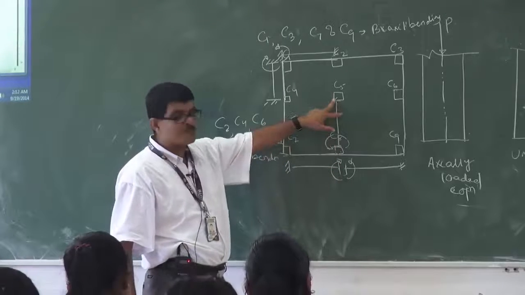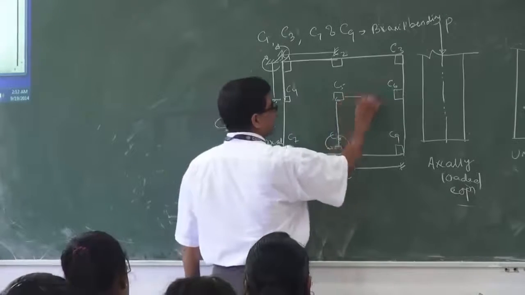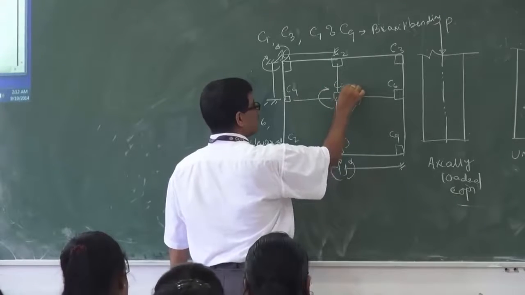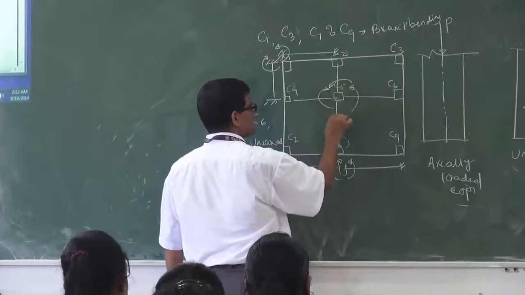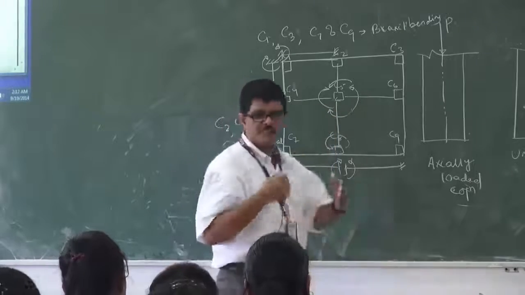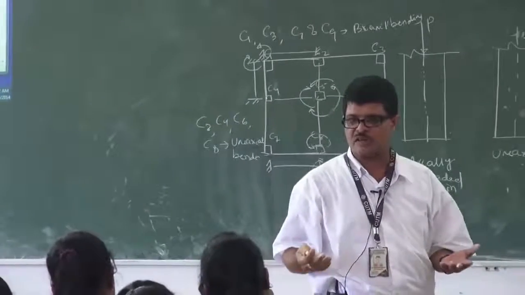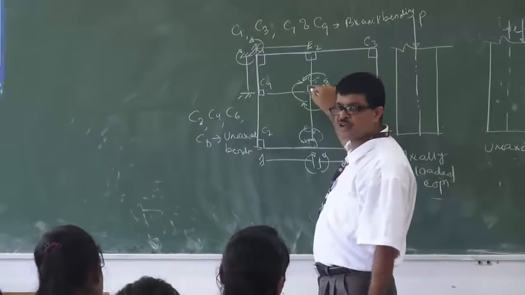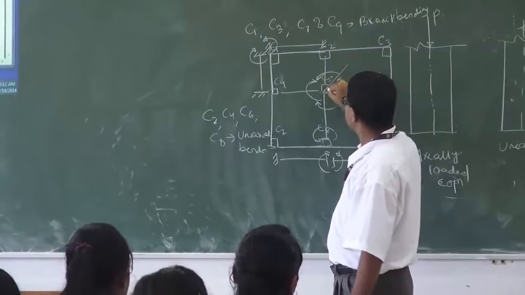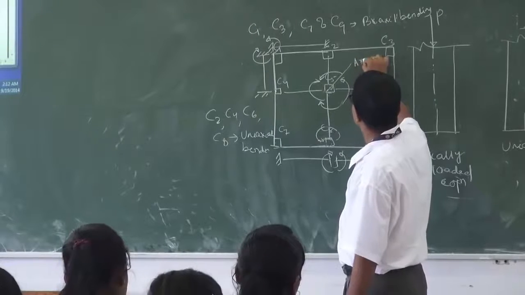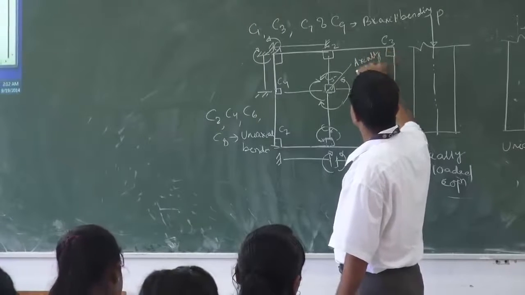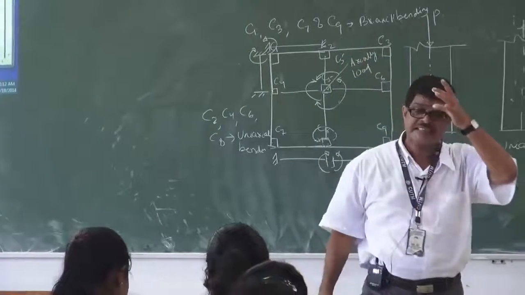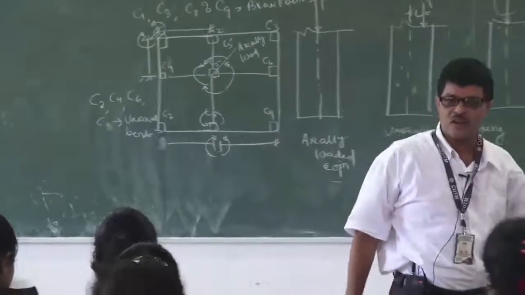Now if you come to column C5, what do you see? Moment is coming from this side, from this side, from this side, and from this side. All these four moments will cancel each other, being opposite to each other, and you will get only the axial load. So this column will be an axially loaded column. C5 will be an axially loaded column. Okay, and others like that.